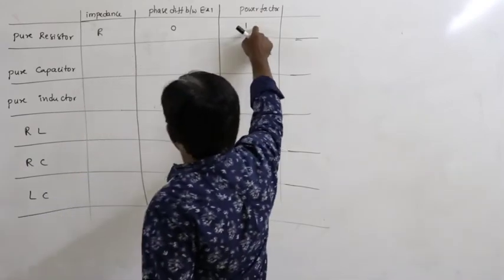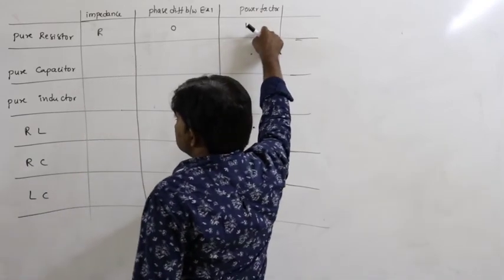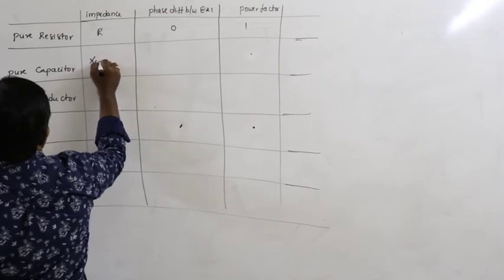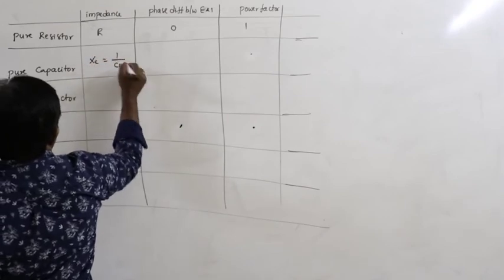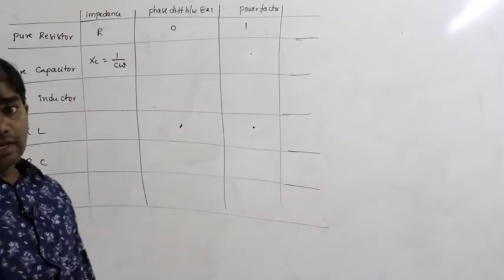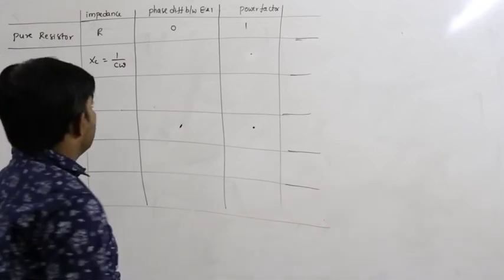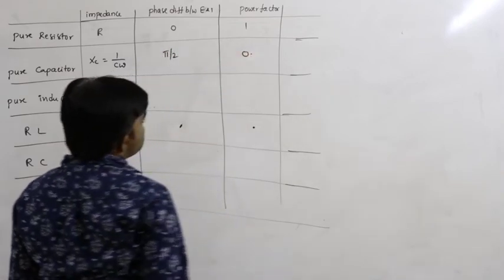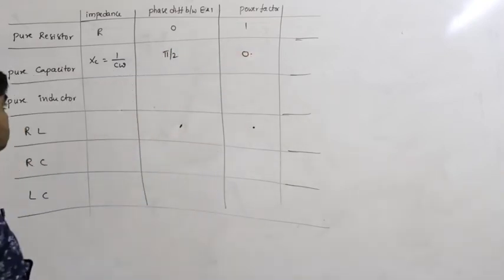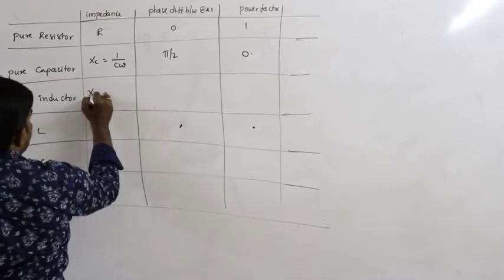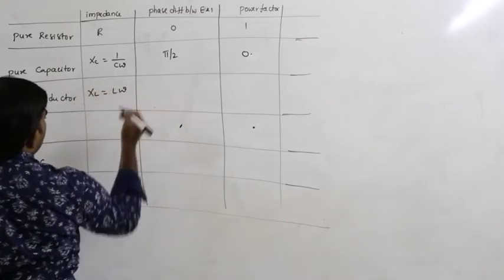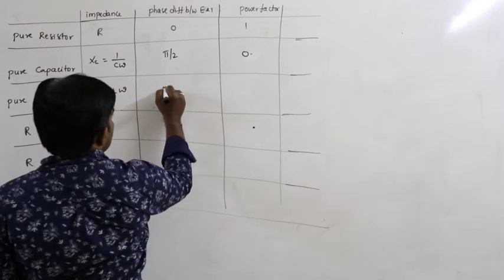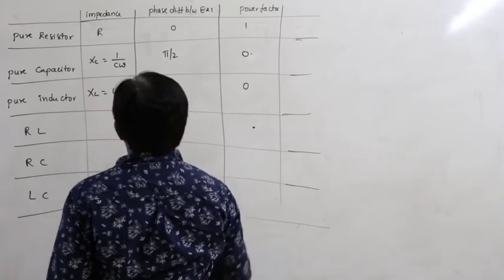So that means the maximum amount of power is consumed. In case of a pure capacitor, impedance is nothing but XC, that is capacitive reactance 1 by C omega. Phase difference is pi by 2, power factor is 0, cos 90 is 0. Next, in case of a pure inductor, inductive reactance is L omega, phase difference is pi by 2, power factor is 0.